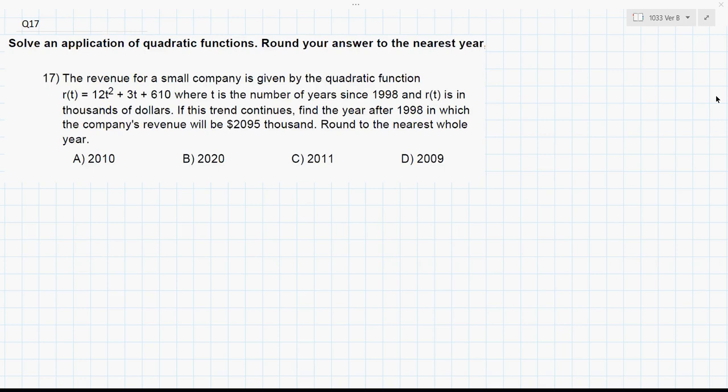The revenue for a small company is given by the quadratic function R of t equals 12t squared plus 3t plus 610, where t is the number of years since 1998, and R of t is in thousands of dollars. If this trend continues, find the year after 1998 in which the company's revenue will be $2,095 thousand. Round to the nearest whole year. So we're going to set this value equal to R of t.